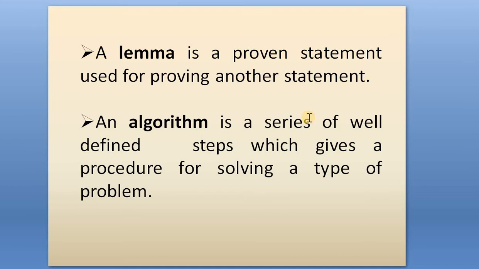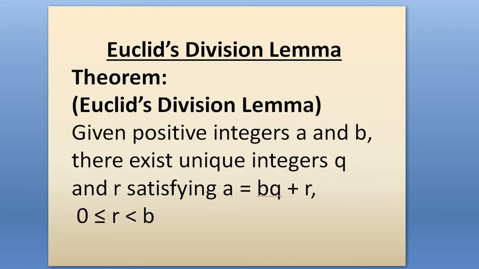And there is a closely related term, that is algorithm. And generally we have a confusion between lemma and algorithm. So understand properly, lemma is a proven statement, whereas algorithm is well-defined steps. How do you come to the conclusion or the solution of a question? There are well-defined steps for solving it. That is known as algorithm. So we will discuss algorithm in detail now in this chapter. So before that, let's go back to Euclid's division lemma.